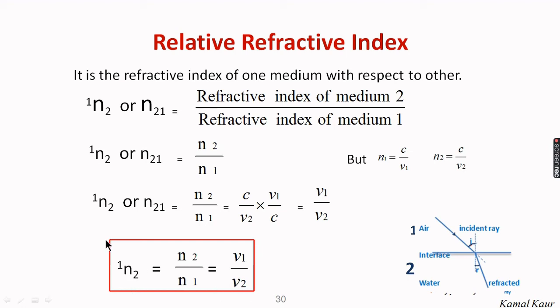So it means that this relative refractive index can be found in terms of their absolute refractive index also, and in terms of the speed of light in the two media also.